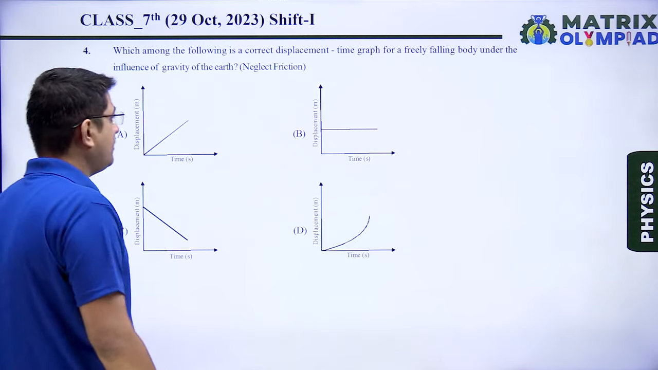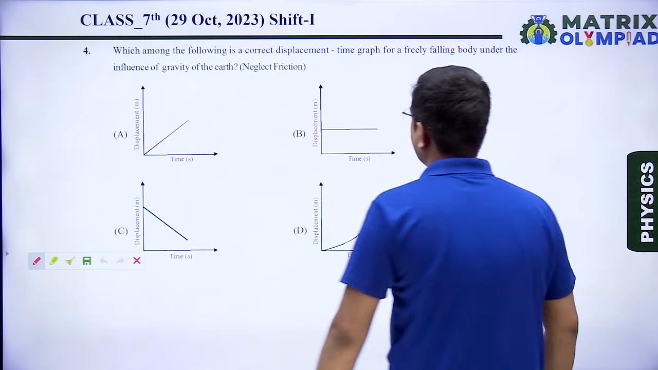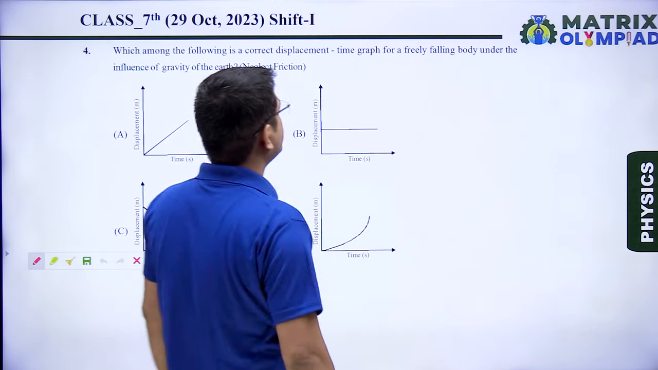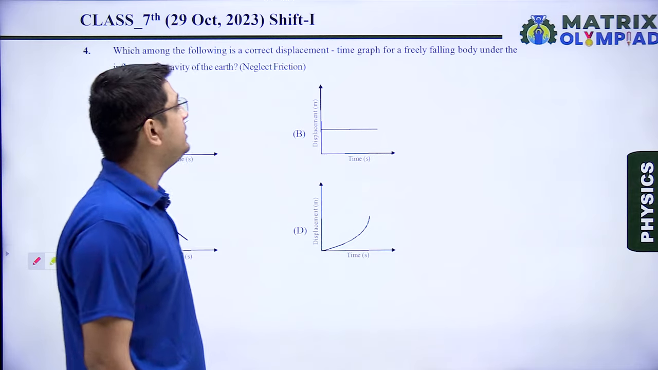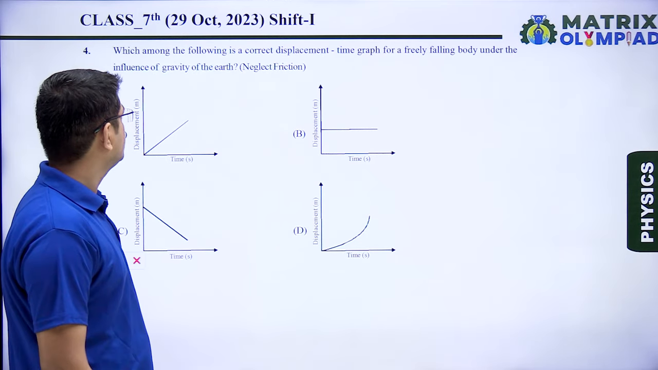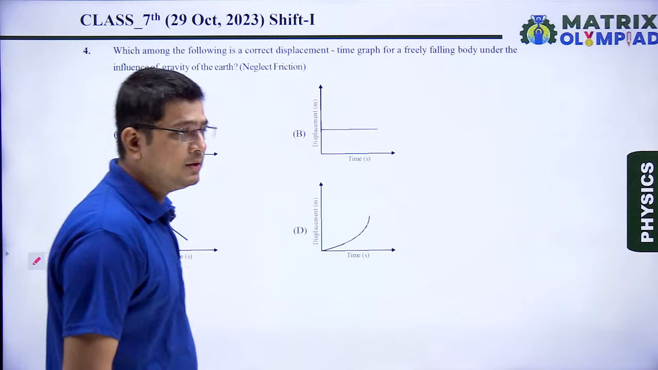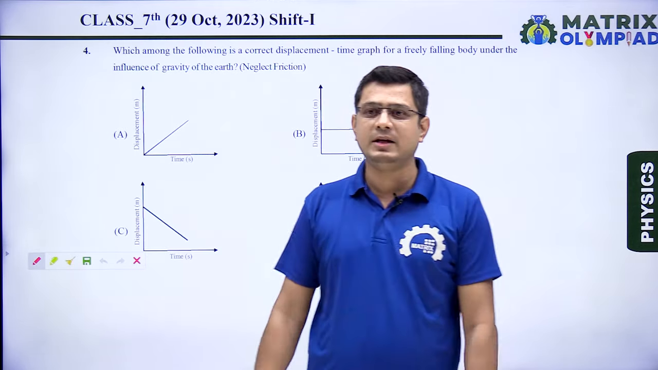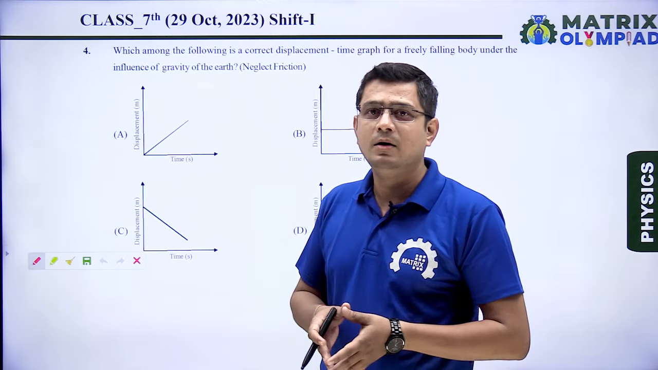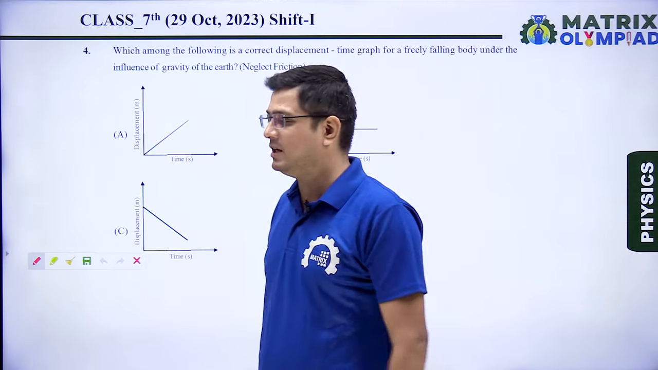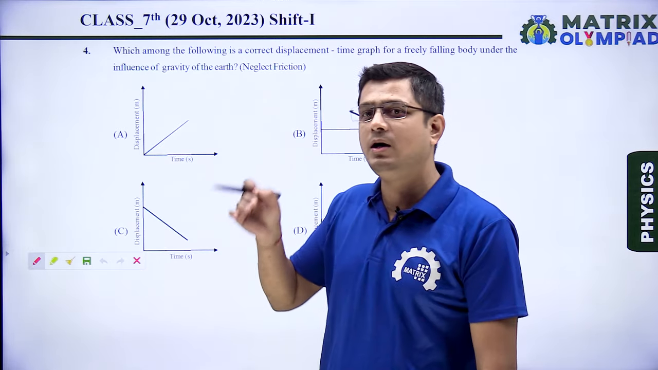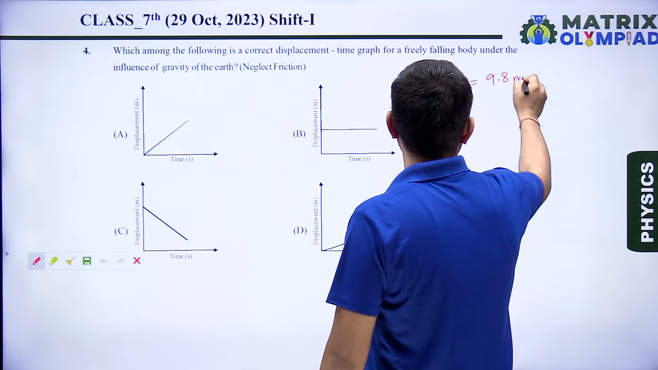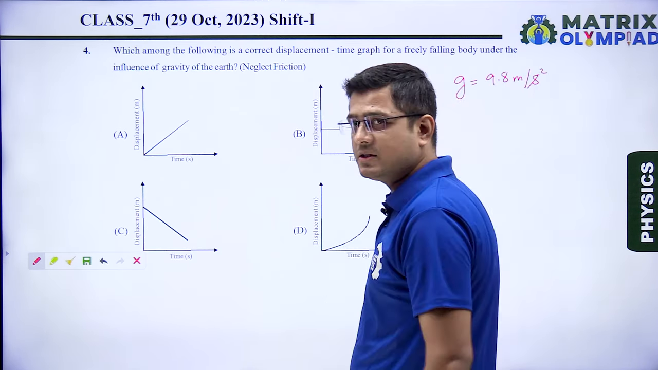In question number 4, there are 4 graphs and a condition is given here. So let us check. Which among the following is correct displacement time graph for a freely falling body under the influence of gravity? Okay. And neglect friction. So as we know that whenever a body is doing free fall motion, that means it is falling under the effect of gravitational acceleration. That means body is falling with a acceleration which is equals to 9.8 meter per second square. So let us check which graph is correct.